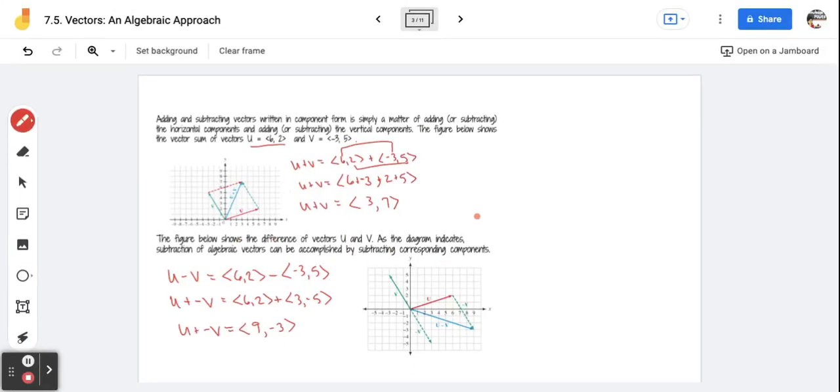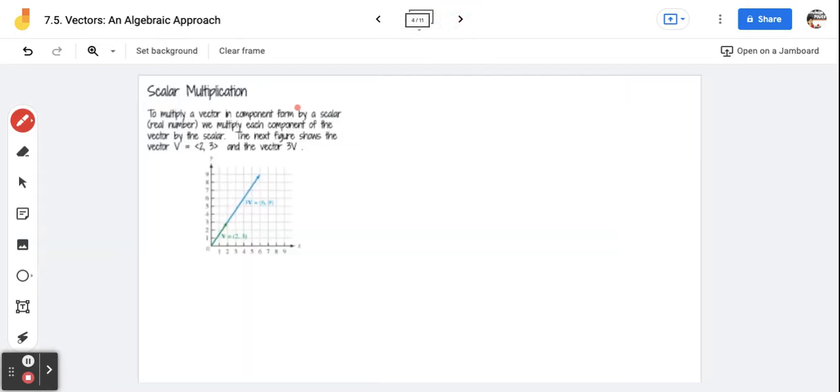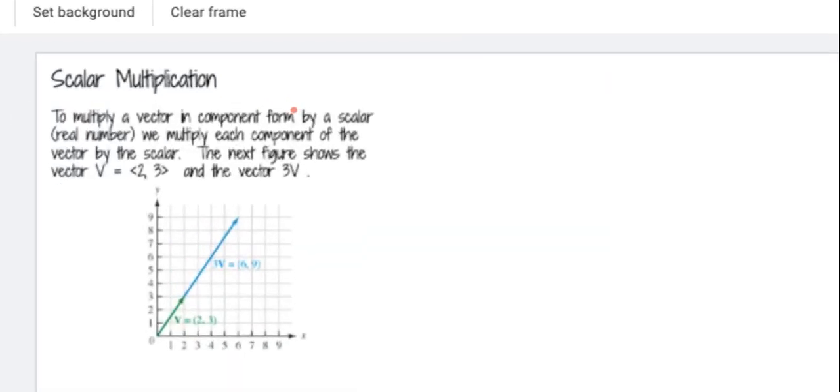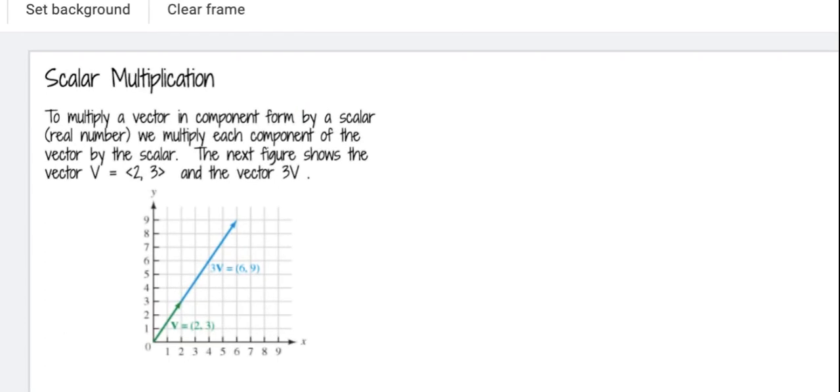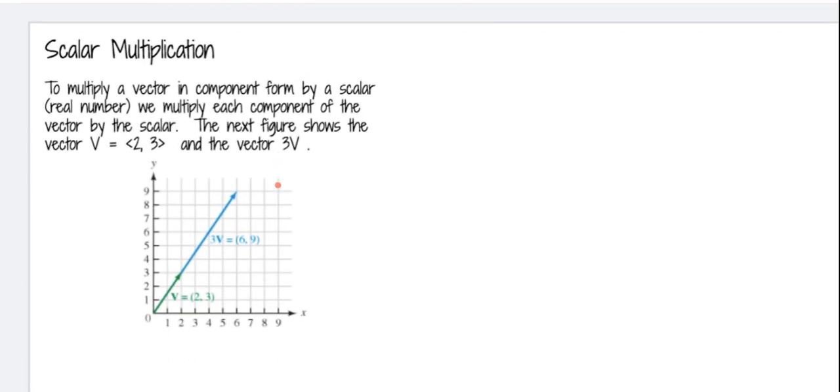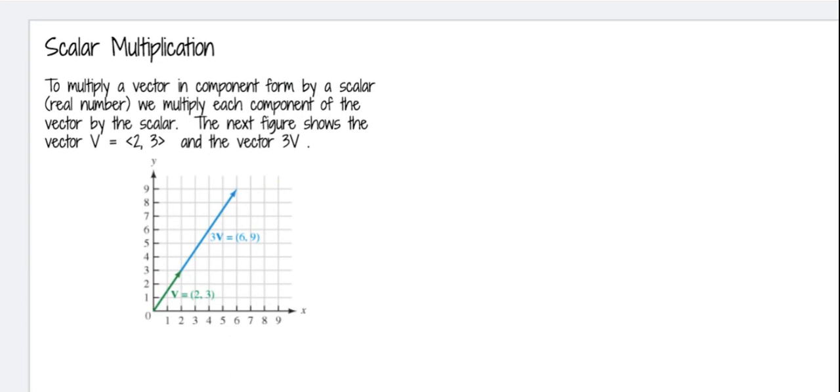All right, so nothing surprisingly new there as far as the math goes. Then we have scalar multiplication. Scalar multiplication is when you multiply a vector by a number. It doesn't have to be an integer, it can be any real number. To multiply a vector in component form by a scalar, a real number, we multiply each component of the vector by the scalar.